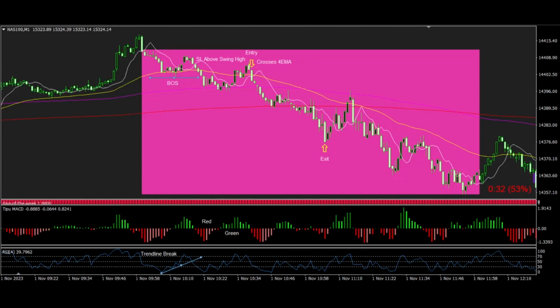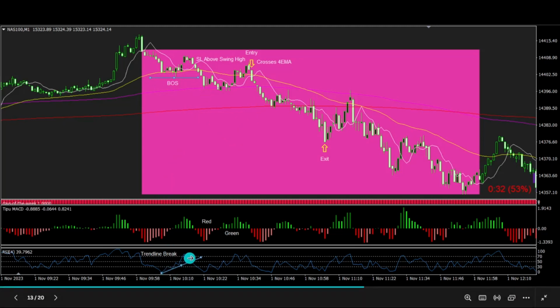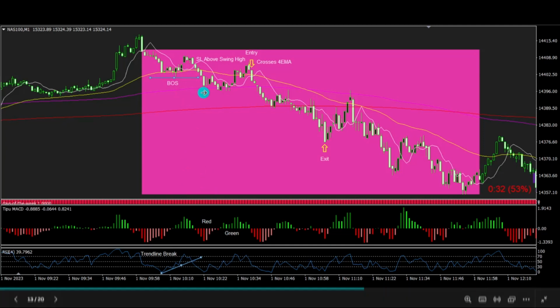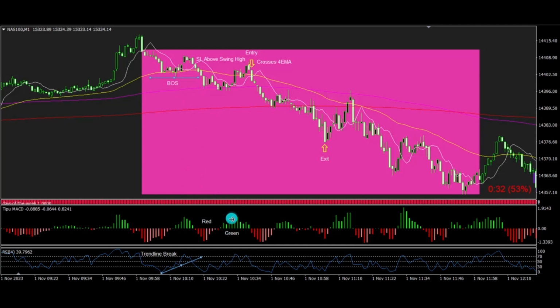This is a sell trade where there's a break of structure, trendline break, there's a red histogram for the break of structure, then the green histogram happens during the retracement, and then price crosses the 4 EMA, and that is our entry.